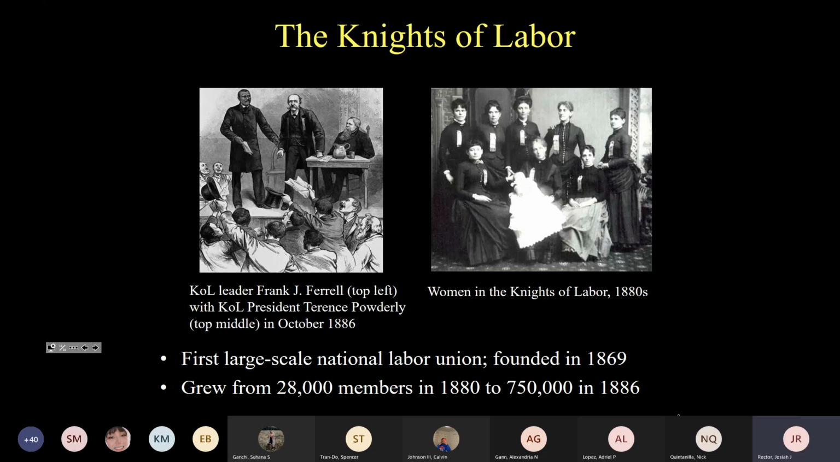And under Powderly, even before him actually, the Knights expanded their ranks to include workers across lines of skill, craft, and indeed, ultimately race and gender. So instead of just trying to represent one group of workers like the garment workers or the tailors or the carpenters or the iron molders, they were open to virtually anybody who was not a large business owner or a manufacturer of liquor. So they opened themselves even to some small business owners, to managers, and to workers across lines of craft and skill.